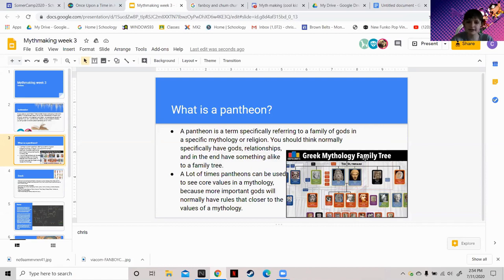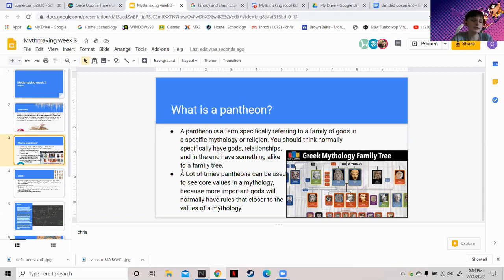Is this Greek? It's just an image I found that looked like a good family tree, but it's a Greek mythology tree. Yes, oh, the Olympians! So this is an example of what a Greek pantheon would look like. We're gonna talk a little bit more about that in a second.